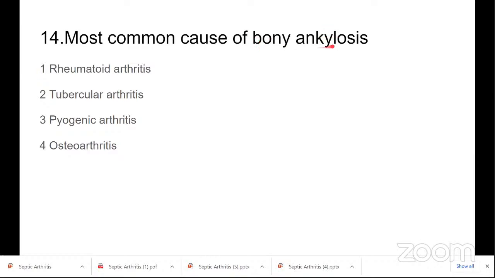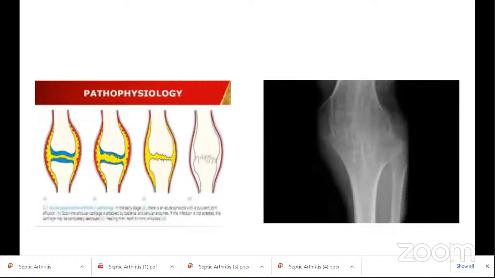The cause of bony ankylosis is septic arthritis. The cause of fibrous ankylosis is tuberculosis. Okay, these three things you should remember. And of course, there is a difference. In tuberculosis of the spine, it causes bony ankylosis. You remember that. But in all peripheral joints, bony ankylosis is because of septic arthritis, and fibrous ankylosis is because of tubercular arthritis.